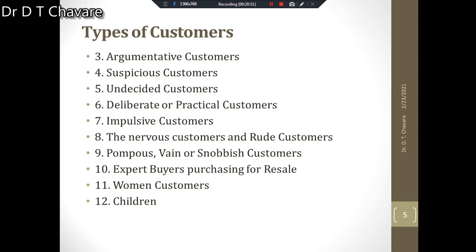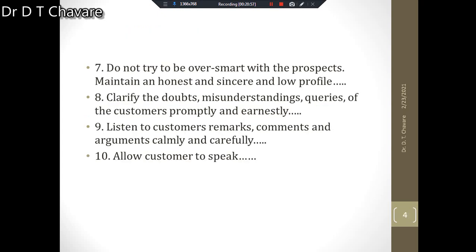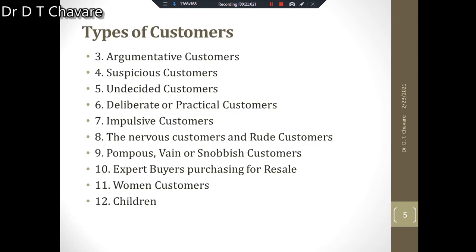Now you have to understand the different types of customers. What are the different types of customers? First type is the silent customer. Second is the talkative customer. Third is the argumentative customer. What do you mean by argumentative customer? Argumentative customers are really troublesome and dispute every statement of the salesman by making counter arguments.